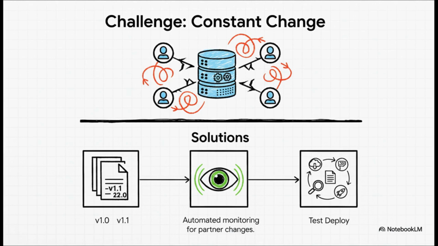The way to survive this is a 3-part plan. First, you need strict version control for all your maps. No guessing what's live. Second, use automated monitoring to keep an eye on your partner's specs. And third, create a rock-solid standard process for implementing and testing every single update. It's all about managing the chaos.